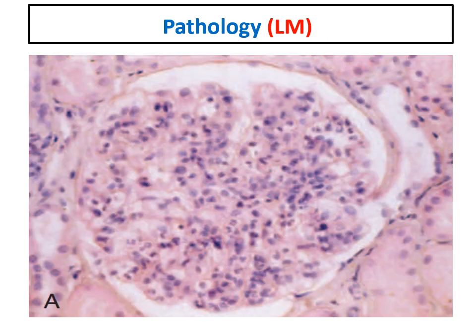And this is an example. As we see here, there is diffuse proliferation, with many cells inside the capillary lumen, diffuse proliferation of the endocapillary cells and mesangial cells, of course, with monocyte and neutrophil infiltrations.